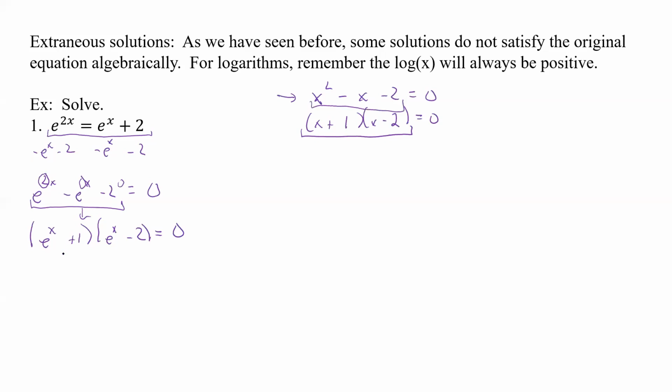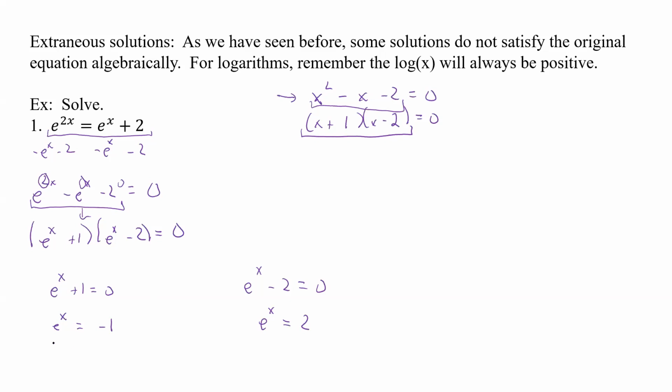And so now we set each of these equal to 0. e to the x plus 1 equals 0, and we have e to the x minus 2 equals 0. Well, here, e to the x equals negative 1, and here e to the x equals 2.